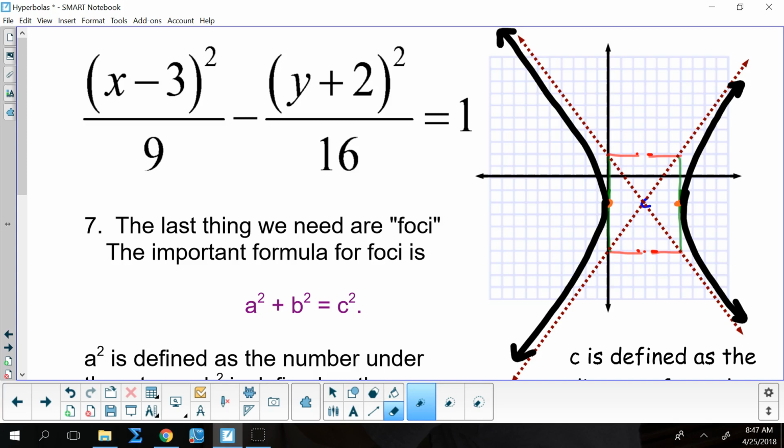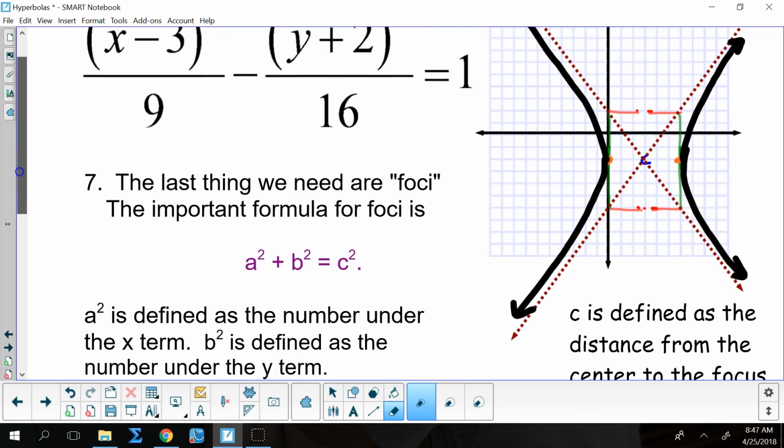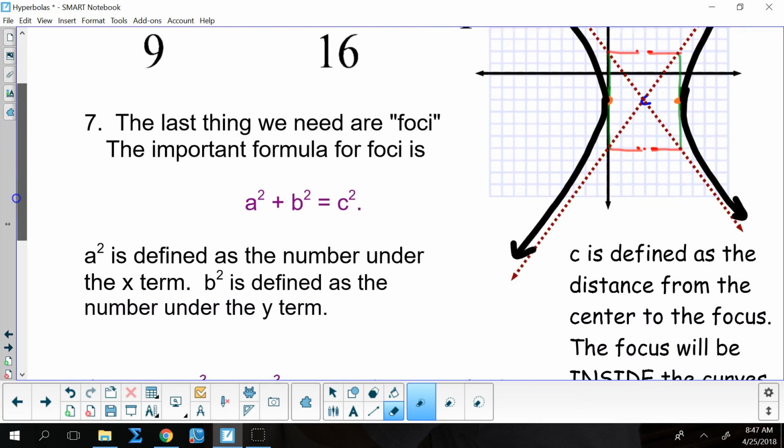Last thing we have is we need to find the foci. So the important formula for the foci is a squared plus b squared equals c squared. Where have you seen that before? Because it was a squared minus b squared in ellipses. What kind of triangles? Right triangles. It's Pythagorean theorem. So a squared is the number underneath x. B squared is the number underneath y. C is what?